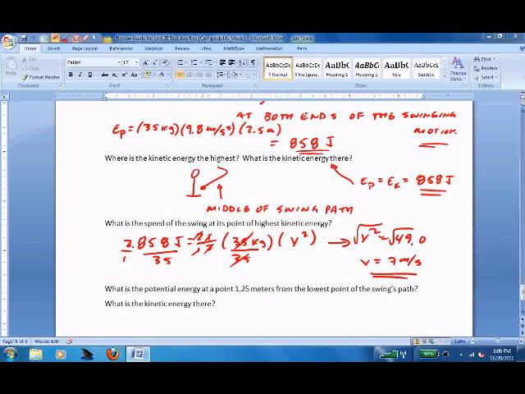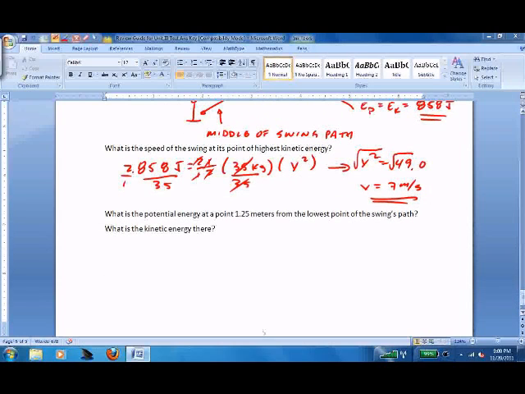Now, what is the potential energy at a point 1.25 meters from the lowest point? Well, that's halfway up. So now we have half of its potential, and that's our total energy, and half of its kinetic, so that if we add them together, we're still going to get 858. So the potential energy is 429 joules, and so is the kinetic energy.